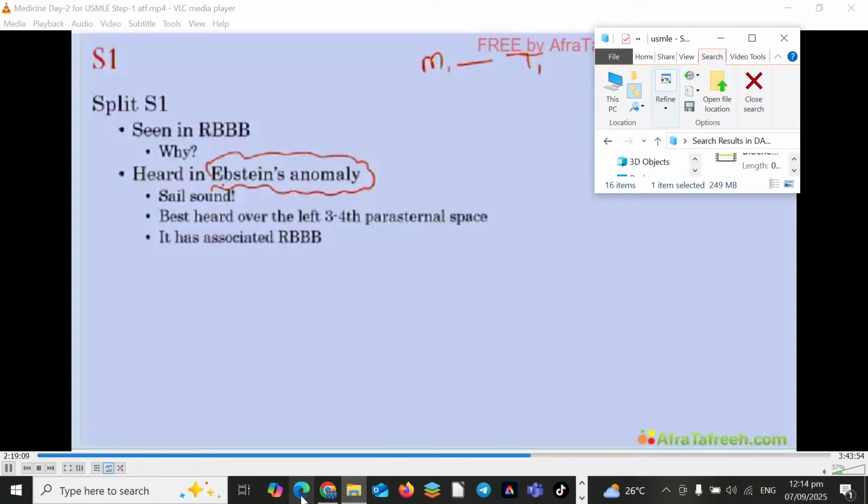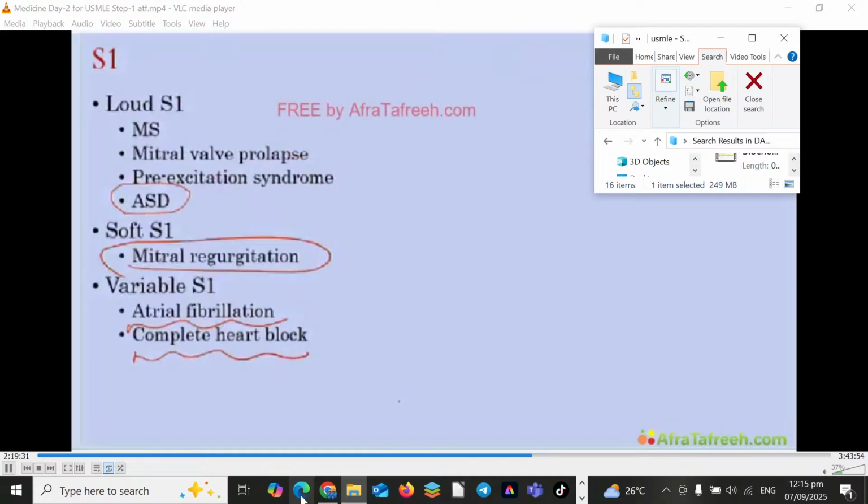It is associated with right bundle branch block. Right bundle branch block results in delayed activation of the right ventricle. If the right ventricle is activated late, then the tricuspid valve will close later. And that is how it results in a splitting of the first heart sound. So if you are asked, is there a condition where first heart sound is split, you should remember Epstein's anomaly.